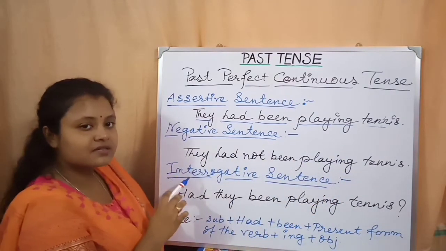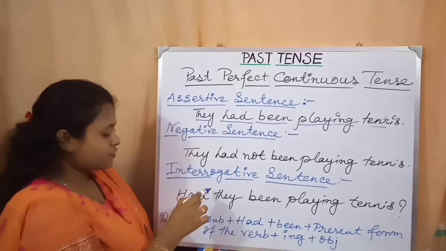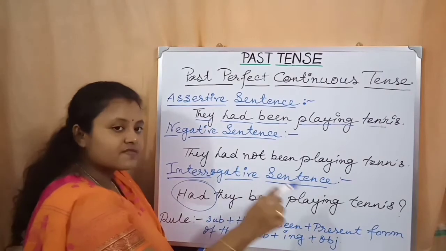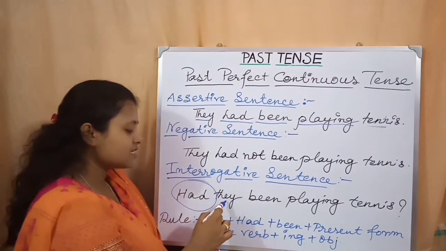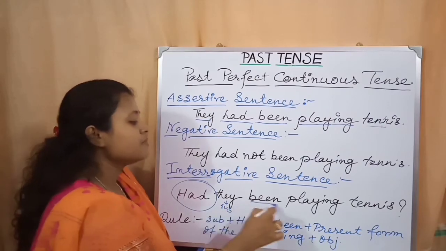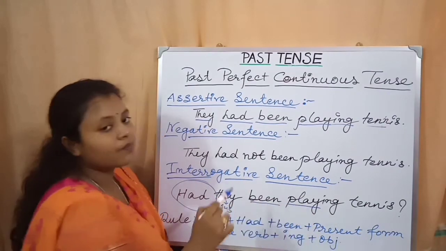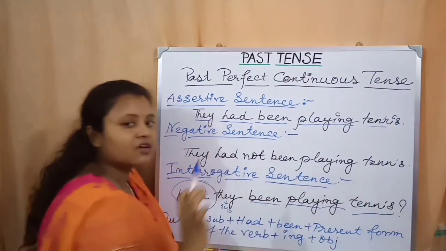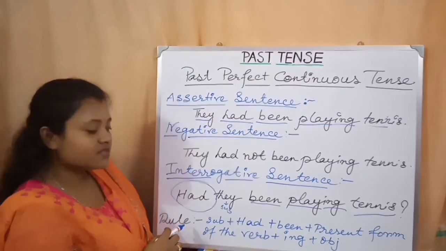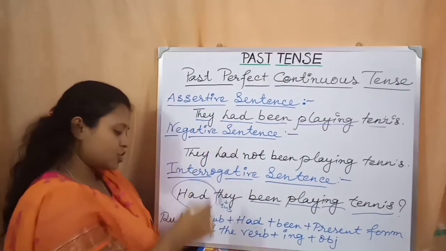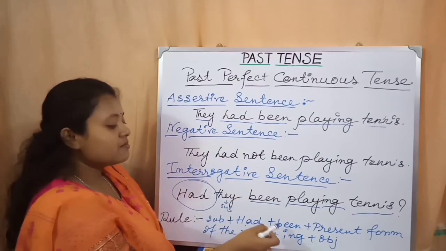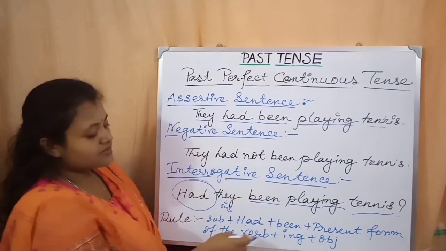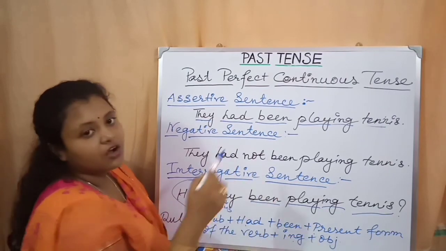How will you write the same sentence in interrogative sentence? At first you have to start the sentence with had because it is an interrogative sentence. So had, after that subject, after that been, after that the present form of the main verb, then ing, then object, after that the question mark. Okay. Now what is the rule of this sentence? Very simple. At first subject, then had, then been, after that the present form of the main verb, then comes ing, after that the object.